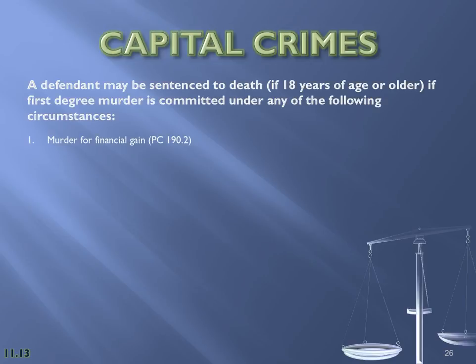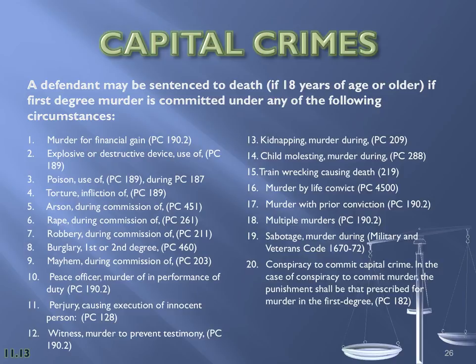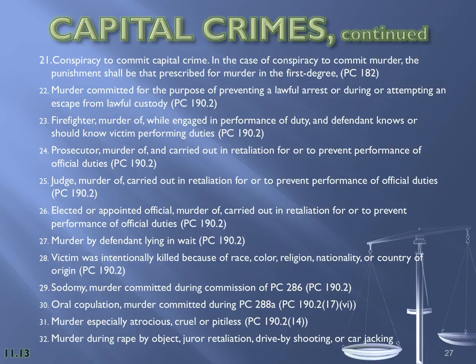So capital crimes, we're not going to spend a lot of time on that, but here is a list of those where a defendant could be sentenced to death if 18 or older, if first-degree murder is committed under any of these following sections right here. And then, here's some more.